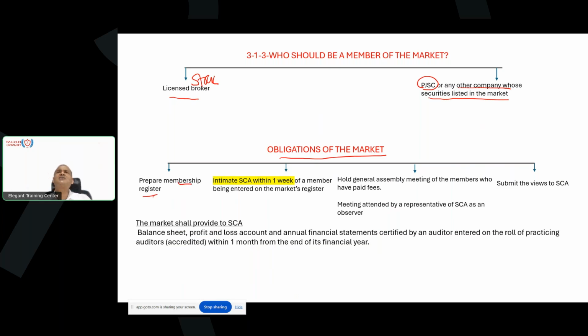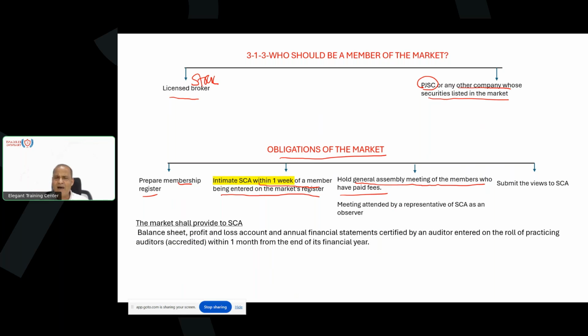What is it? Who is a member? Brokerage companies and listed companies are called members of the market. So any new broker added, any new company listed, the market has to maintain a register. Intimate SCA within 1 week of a member being entered on the market register. So whenever any broker gets a license from the market, the market has to intimate SCA within 1 month. Sorry, 1 week.